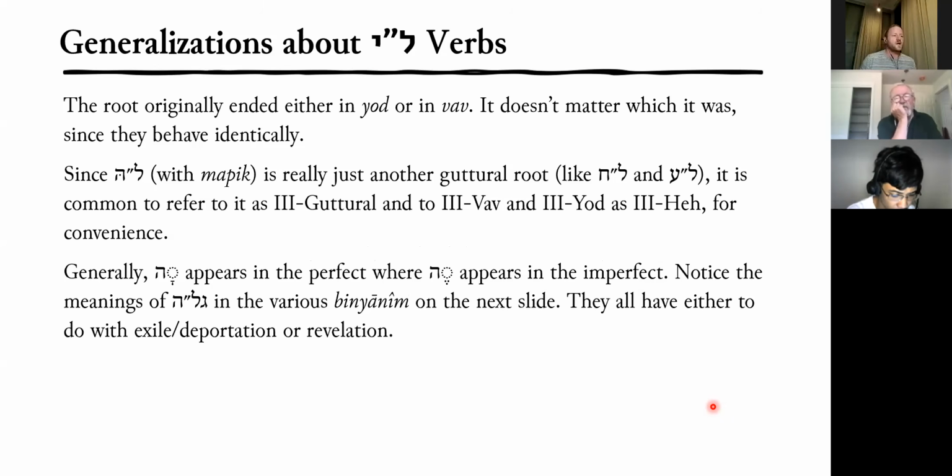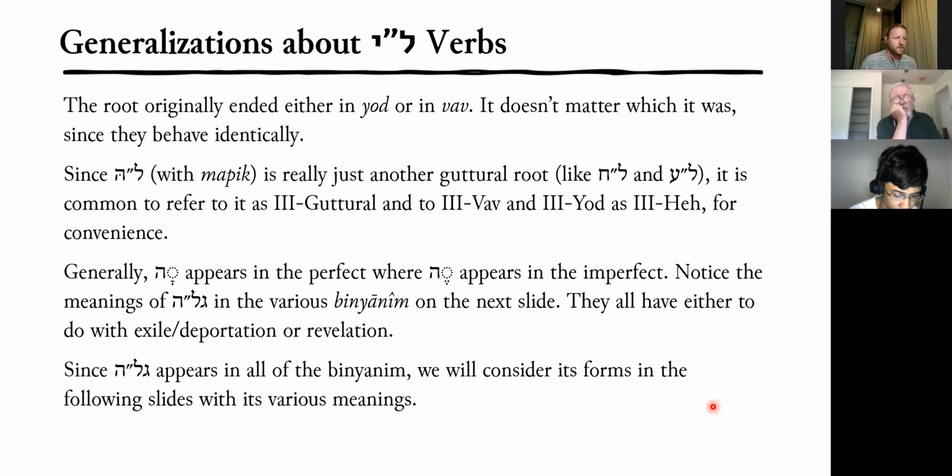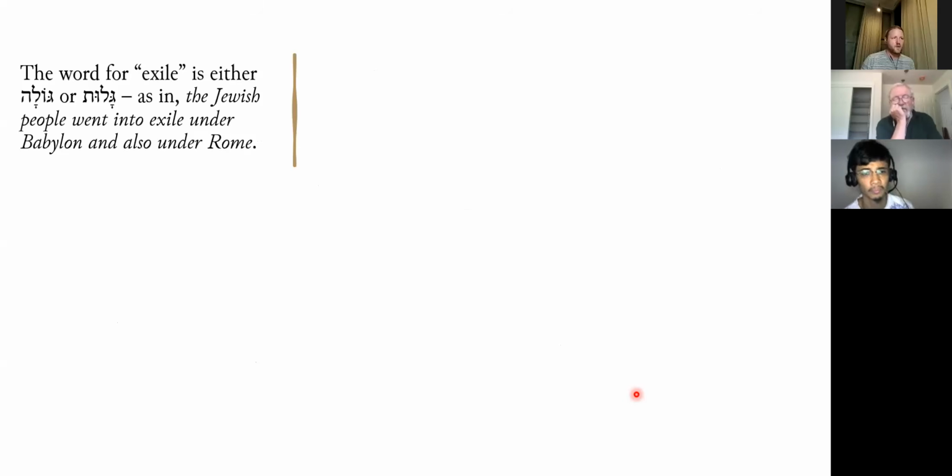So notice the meaning of gala or gali, gimel lamed Yod or gimel lamed He. You can call it either one. In the various binyanim on the next slide, they all have either to do with exile or deportation, or with revelation, uncovering something. Since Gimel Lamed He, this root, appears in all of the binyanim, we'll consider its forms in the following slides with its various meanings. Okay, so here we go.